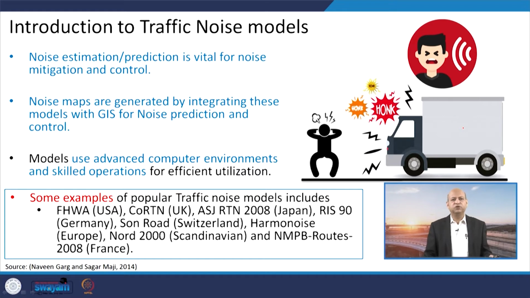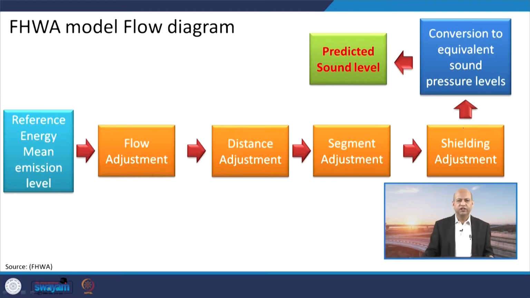And the examples of different noise models which we have just seen in the list are FHWA for USA, then CoRTN in UK, and then ASJ RTN in Japan, or RLS 90 of Germany, then StL-86 of Switzerland, then Harmonoise of Europe, okay, NORD 2000 for Scandinavian countries, then NMPB Routes 2008 which is of France. Those models we will discuss, what their parameters are, what their features are.